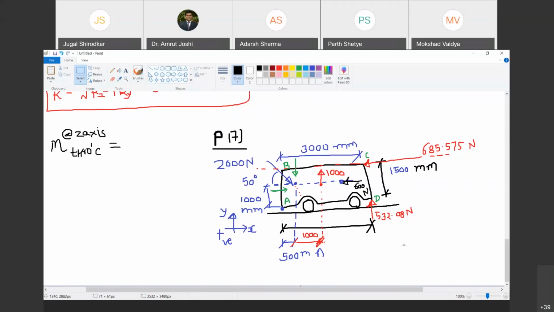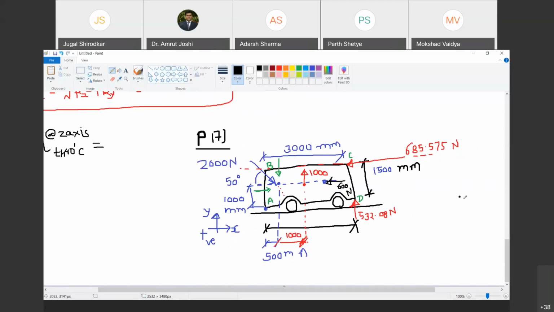So problem number 17. आगे चलते हैं. So how do we go about it? C के यहाँ मोमेंट लेना है. तो C कौन सा पॉइंट है? This is the point under consideration. Yes, sir. C. Now with reference to this point C, 2000 का horizontal component कहाँ पे lie करता है? यहाँ पे. Do you agree with me? Yes, sir. And that is going to be equal to 2000 cos 50. Happy? Yes, sir. What kind of moment does it produce about C? Anti-clockwise.